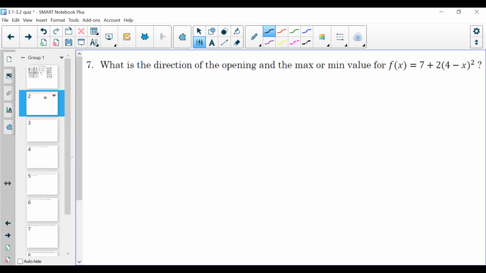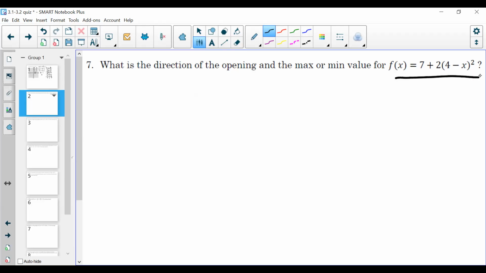All right, let's go on. Now we're on number 7 for the homework. On number 7, I'm asking you guys, what is the direction of the opening and the max or minimum value for f of x? So for this, I'm already given the equation right here.